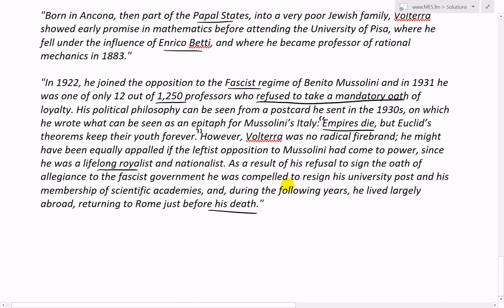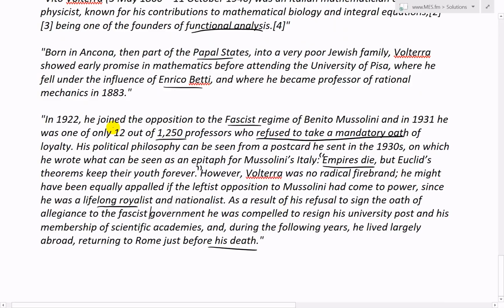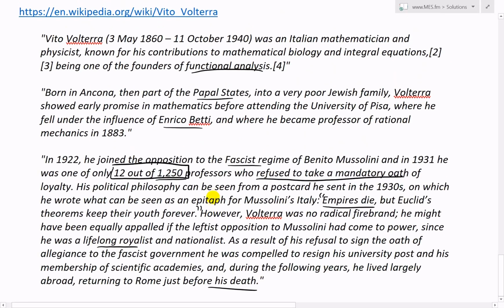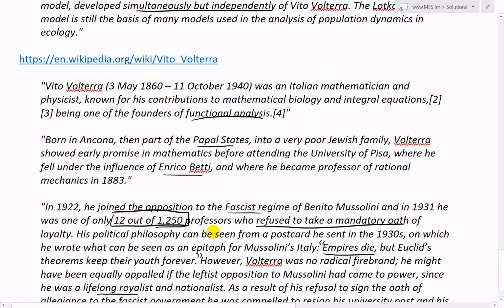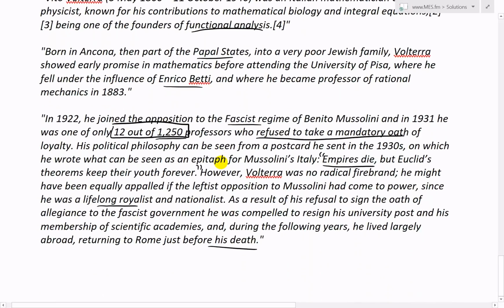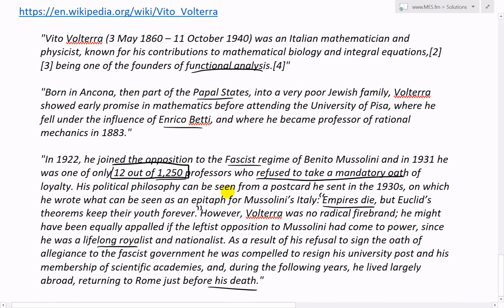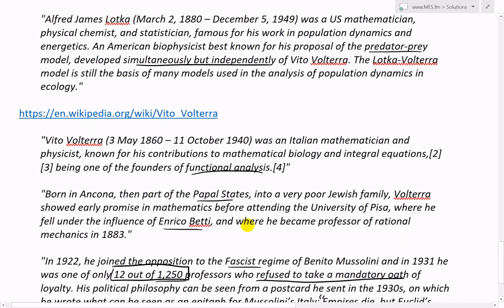That is quite remarkable, and this is a quite fascinating statistic here. He would not take the mandatory oath of loyalty, which is quite remarkable. And this is 12 out of 1,250. That's unreal.